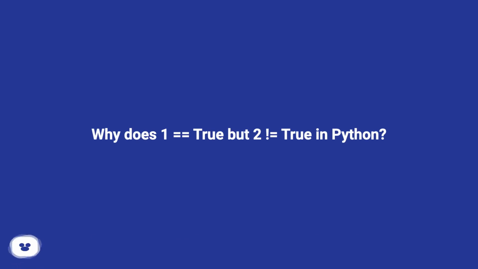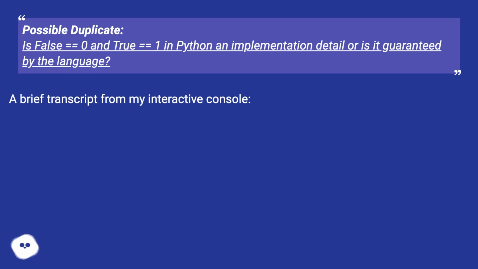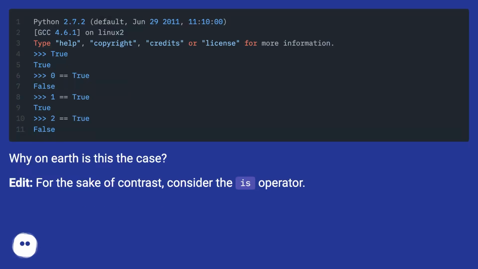Why does 1 equal True but 2 not equal True in Python? Possible duplicate: Is False equals 0 and True equals 1 in Python an implementation detail, or is it guaranteed by the language? A brief transcript from my interactive console. Why on earth is this the case?